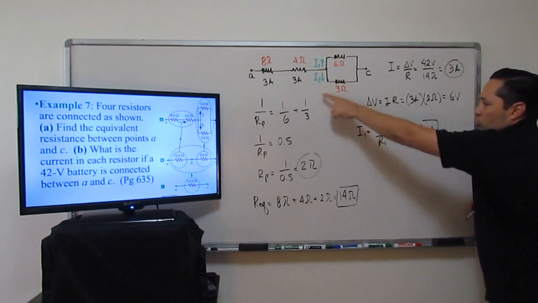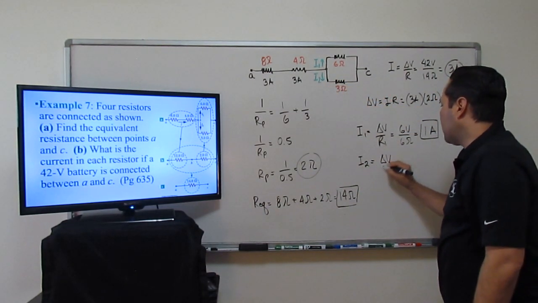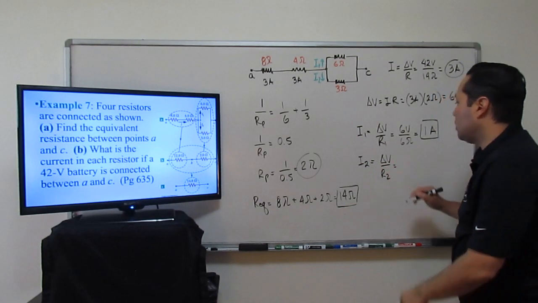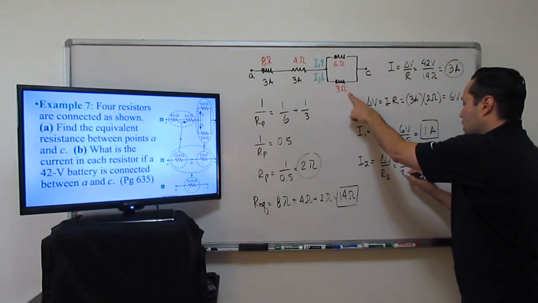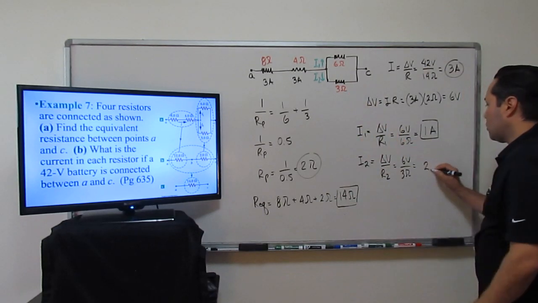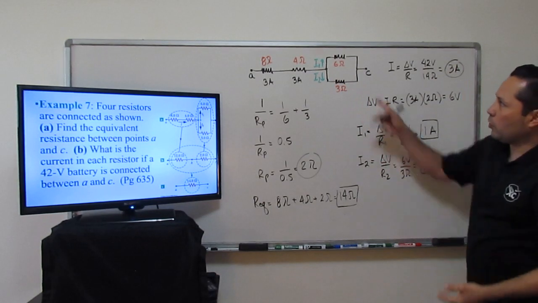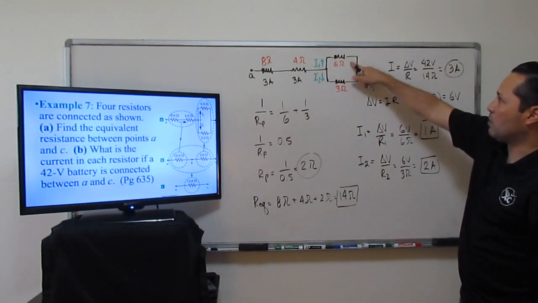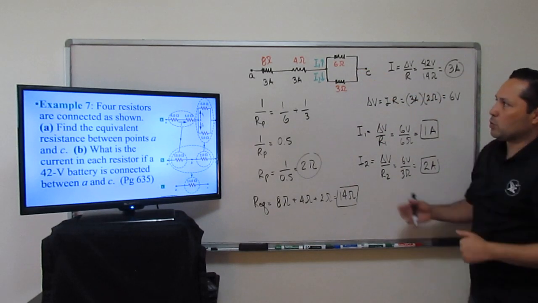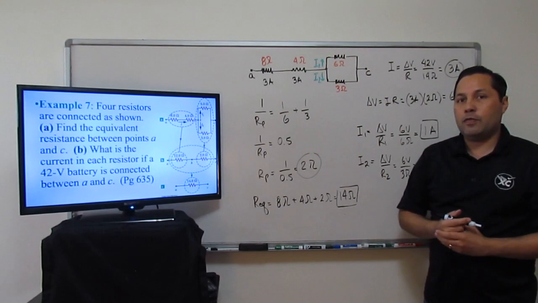Alright, and resistor 2, it's going to be the same formula, but for the second resistor. It's going to be 6 volts, and the second resistor is 3 ohms, so that gives us 2 amps. So the current for this one will be 1 amp, and for this one will be 2 amps. Notice that both of them together equal 3 amps, which was the current for the other resistors. Alright, that takes care of example 7.